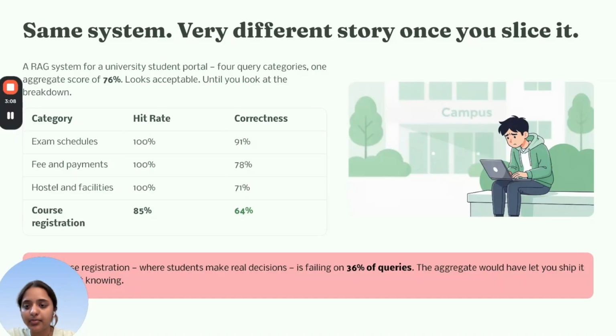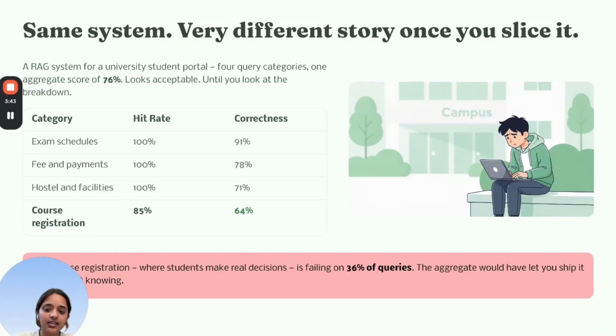Okay, let's look at an example for a university student portal. There are 4 query categories: exam schedules, fee payments, hostel facilities, and course registration. Hit rate in each case is 100%. So we are actually fetching the right chunk that carries the information. Then let's look at the correctness here. Exam schedules 91%. That's good, I believe. Next is fee payment. Here we are seeing 78%, good. Then the remaining 22% is being problematic here.